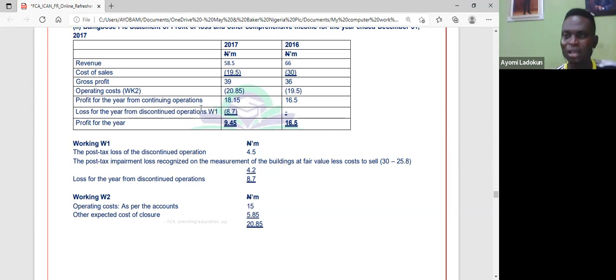Then from there, we checked IFRS 5. We said an asset can only be classified as held for sale if its carrying amount will be recovered through sale rather than continuing use. Then we said that there are two conditions that must be met before an asset can be classed as held for sale. One, the asset must be available for immediate sale in its present condition, and the sale must be highly probable. For that to be the case, five conditions must be met.